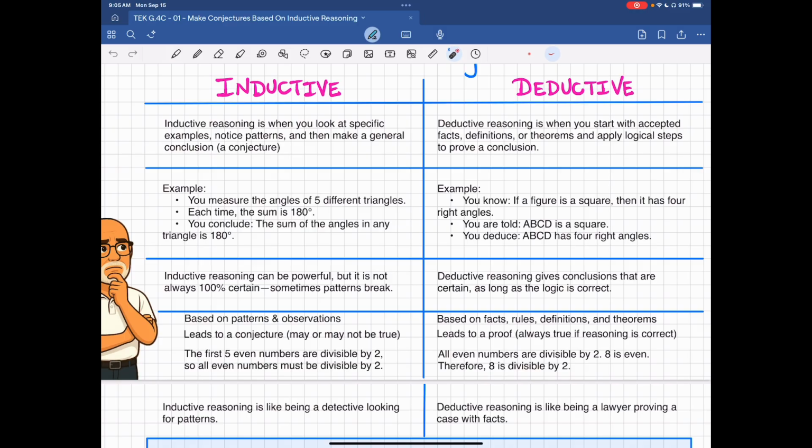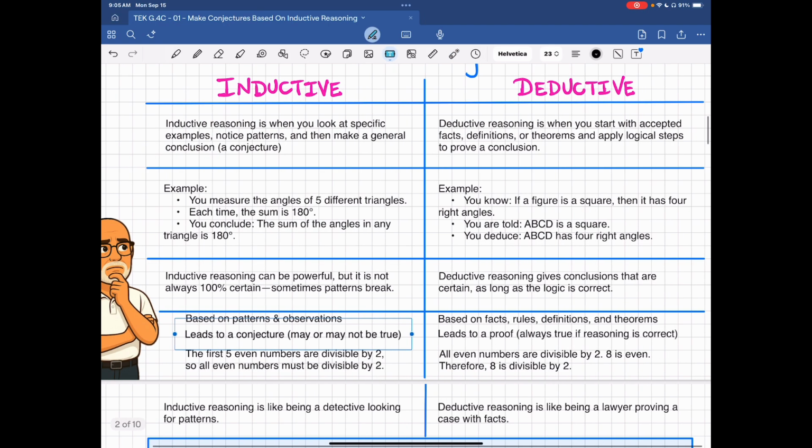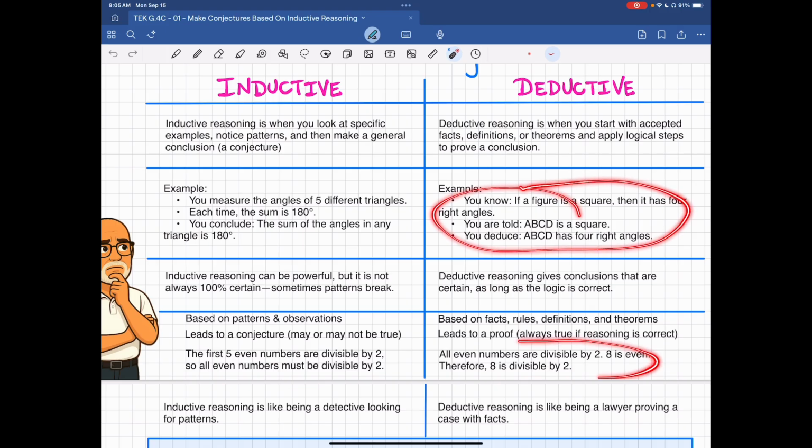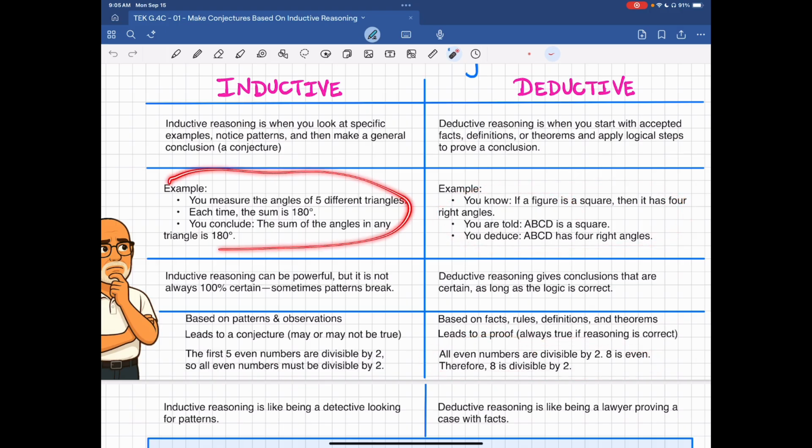So an example would be all even numbers are divisible by 2. We say that 8 is an even number, so then our conclusion would be 8 has to be divisible by 2. So this is another example. I've tried to give you examples of deductive reasoning and examples of inductive reasoning, okay?